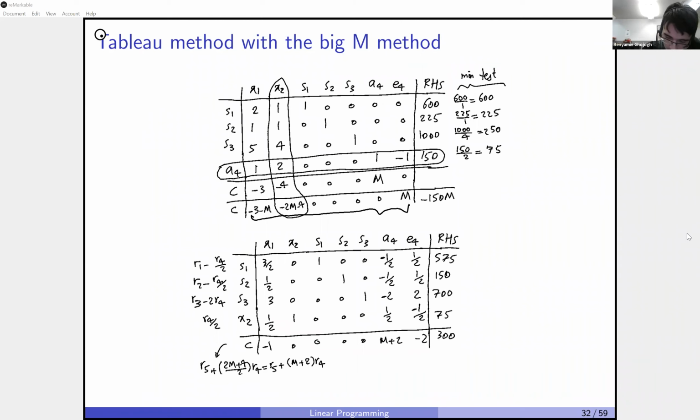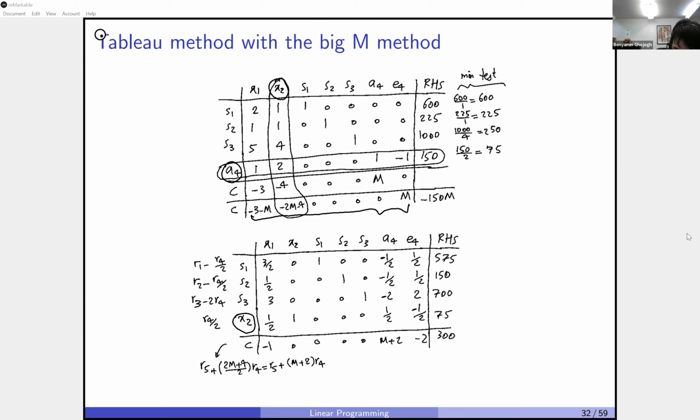Now, do the mean test in the procedure. Do you remember? 600 divided by 1, 225 divided by 1, 1000 divided by 4, 150 divided by 2, and take the minimum among these. This gives you the pivot row. Now replace the label of the pivot row with the label of the pivot column and repeat the table. So here we'll have this.